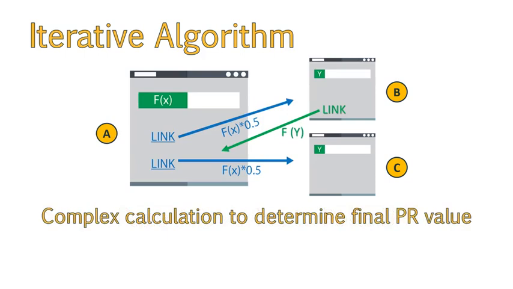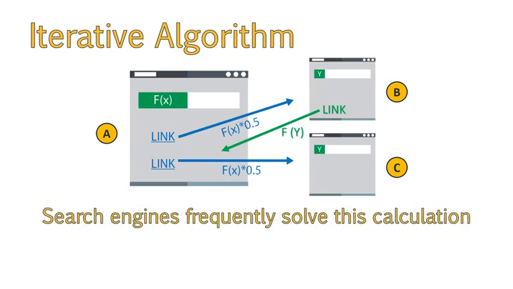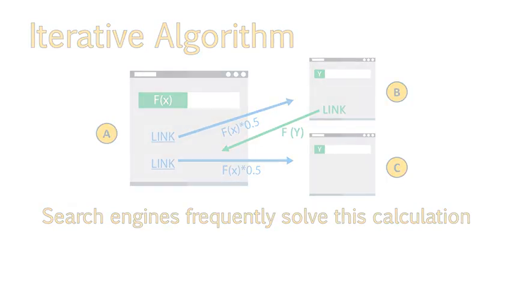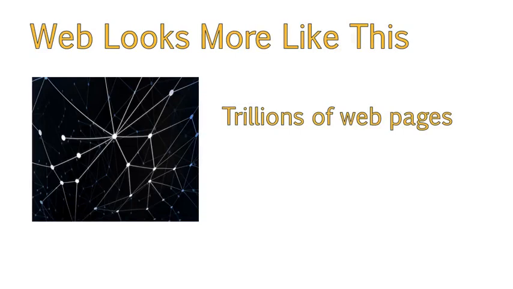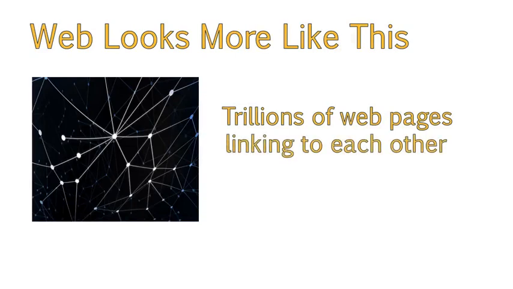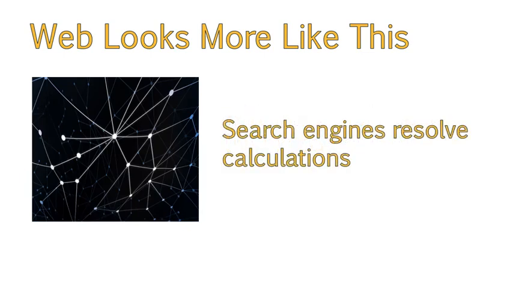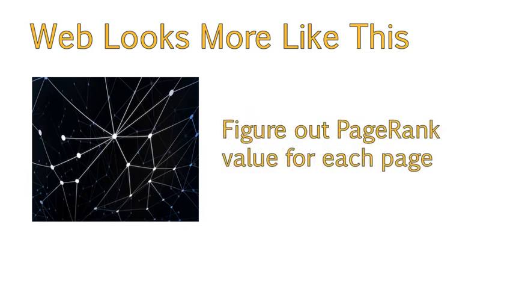And this is a problem that search engines solve all the time. And in fact, it gets a lot more complex because the real web looks something more like this. In fact, even this diagram that I'm showing you now is very simplistic. The real web consists of hundreds of trillions of web pages all linking to each other, this massive array of links going back and forth. Google and other search engines are able to resolve those calculations and figure out the PageRank value for each of the pages on the web.